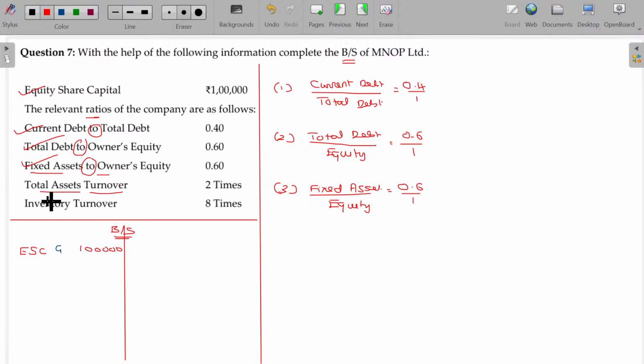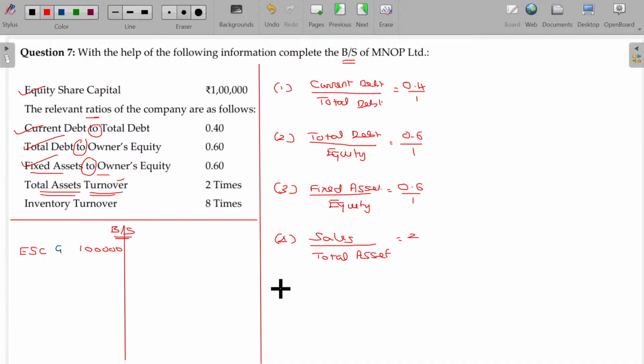Total assets turnover. Turnover should be the numerator and total assets should be the denominator. As there is no connecting word, the second term should be the numerator: sales divided by total assets. The value being 2 times.